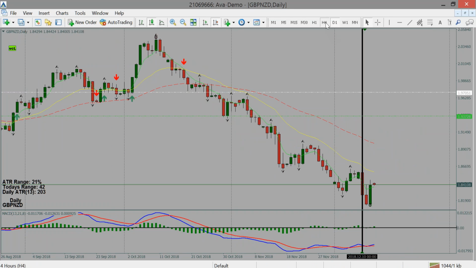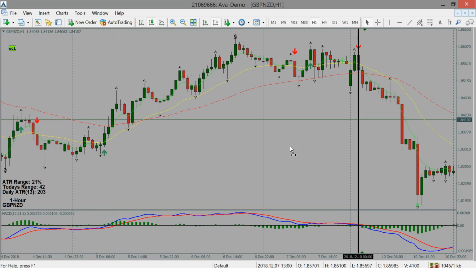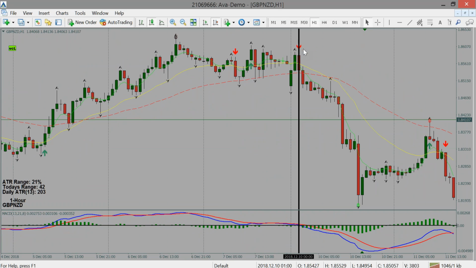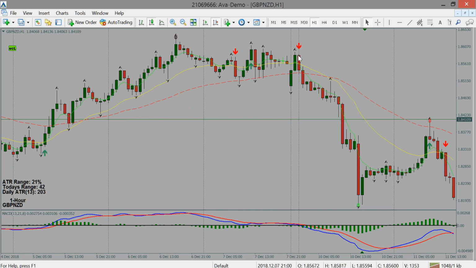Drop down to the 4 hour. Okay, we could even do better. We can try and drop down to the 1 hour. And look what we have right here. Okay, now we've identified a simple 1, 2, 3 setup, just like that. Let's see if we can place this on here.